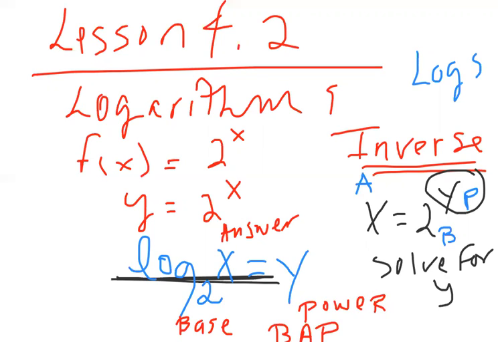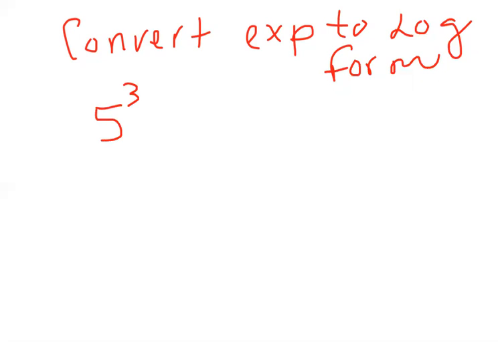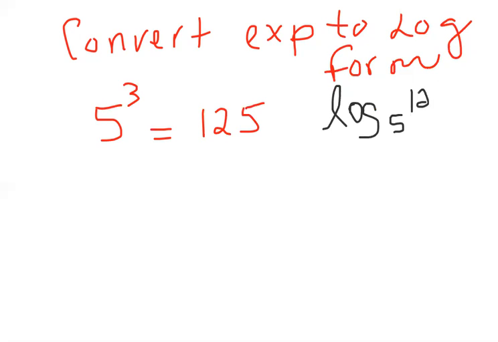So guys, let's look. I am going to convert some of these exponential equations to log form. So we're going to convert from exponential form to log form. So guys, here is an exponential equation. 5 to the third power is equal to 125. We're going to rewrite it in log form. So in log form, it's going to be log base. What's the base? 5 of the answer, 125, is equal to the power, which is 3.